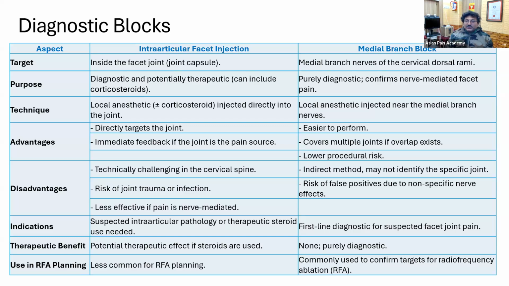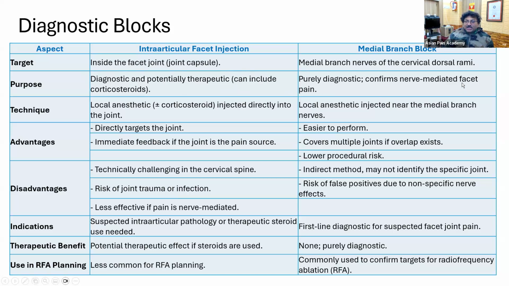But in both cases, which one is better? Remember, there are some advantages and disadvantages of both the procedures. But overall, it is said that in the cervical region, it is the medial branch block which is comparatively safer and better compared with the intra-articular facet injection. For the intra-articular facet injection, our purpose is mainly diagnostic and potentially therapeutic because we can include corticosteroid that can give rise to a comparatively longer-term relief.